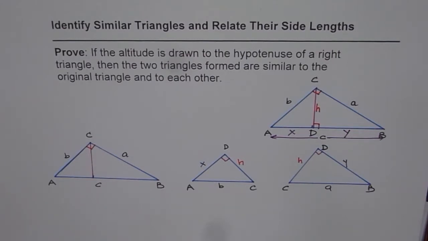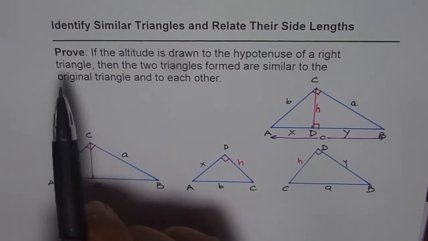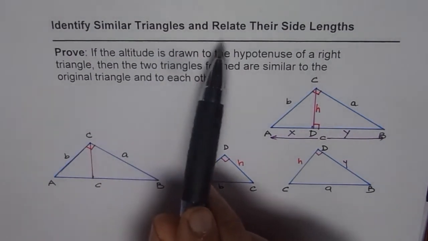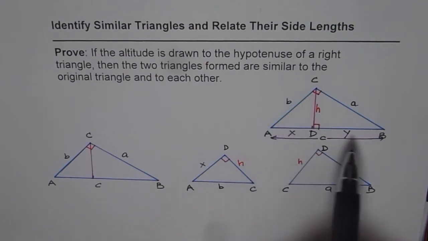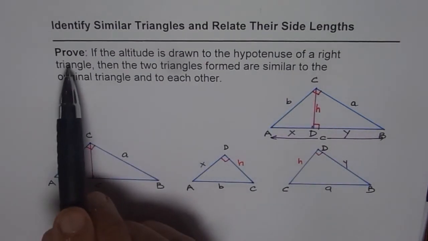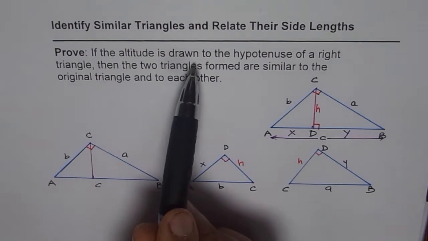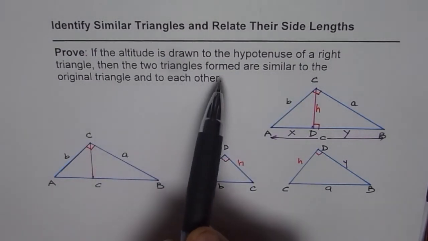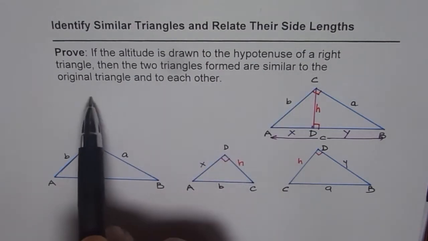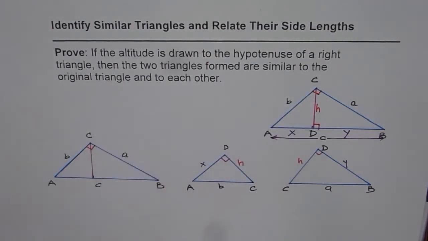The geometric mean theorem will be following this video, where I'll not prove that the triangles are similar, but we'll use the concept which we learn in this video, right? So here we need to identify similar triangles and relate their side lengths. So what we have here is a right triangle given to us. We need to prove that if the altitude is drawn to the hypotenuse of a right triangle, then the two triangles formed are similar to the original triangle and to each other.